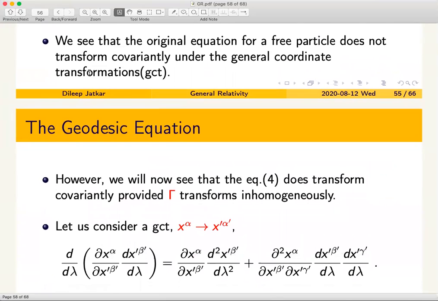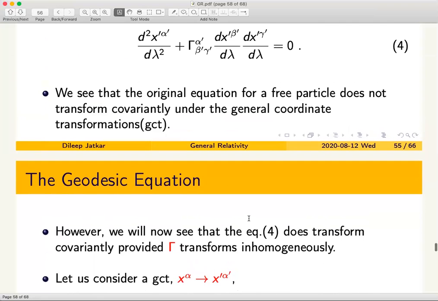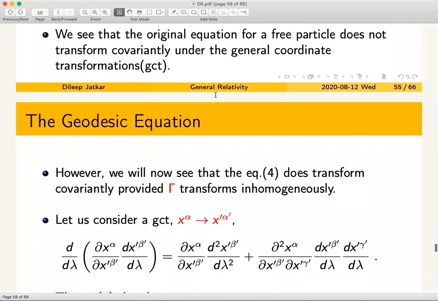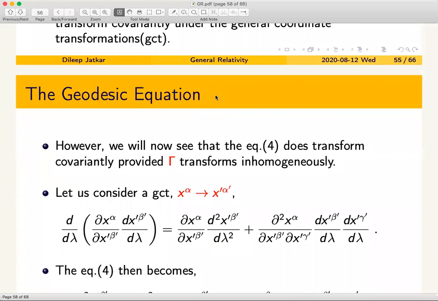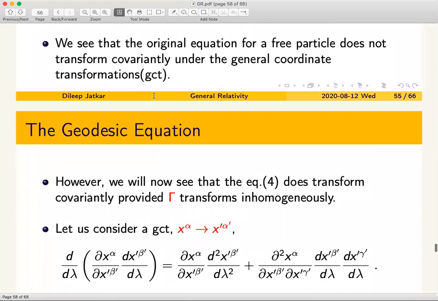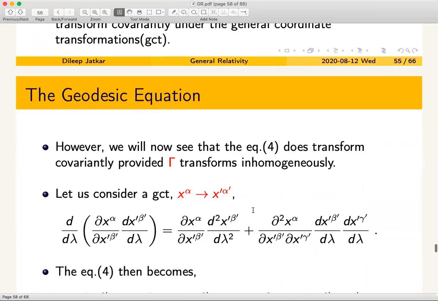Okay, so let us consider a general coordinate transformation x alpha to x prime alpha prime, and replace all these primed variables by unprimed variables and see what happens to this equation. I'm repeating that computation again. This is something that we had seen just a couple of slides ago, that the second derivative piece d squared x alpha by d lambda squared would be written in this particular form.